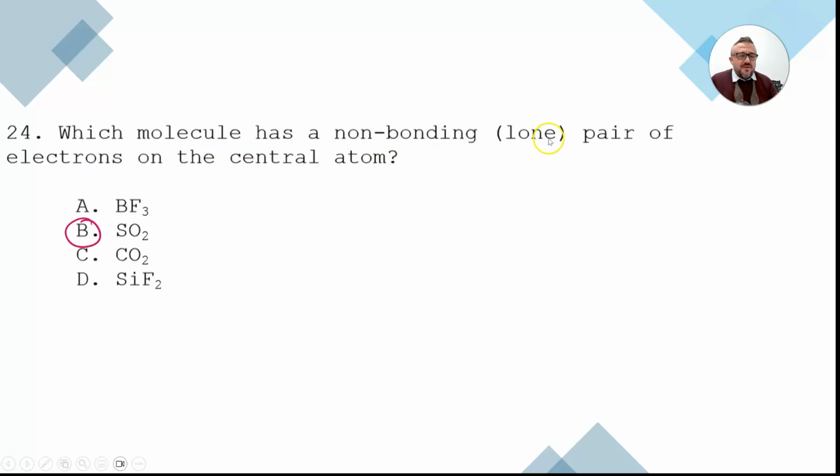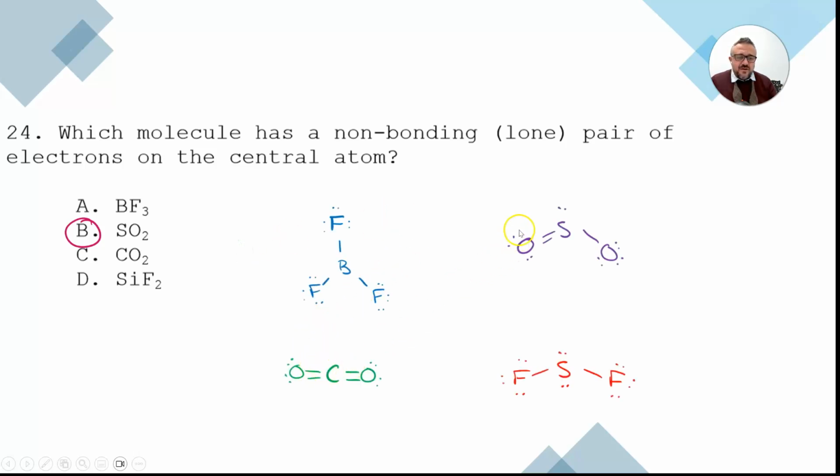Which molecule has a non-bonding lone pair of electrons on the central atom? The way we work this one out is, as usual, by drawing it. So if you draw our four molecules, we've got BF3, SO2, carbon dioxide, and SiF2. This is our only single non-bonding pair around the central atom, so it's going to be B.